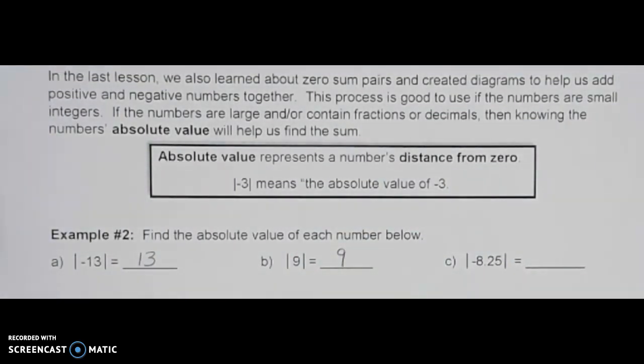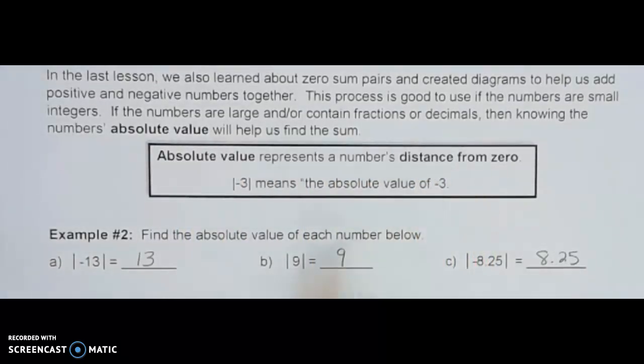Okay, and in letter C, we're looking for the absolute value of negative 8 and 25 hundredths. Negative 8 and 25 hundredths is 8 and 25 hundredths units to the left of 0, so the absolute value of negative 8 and 25 hundredths is 8 and 25 hundredths. Notice in all the examples, the absolute value comes out to be a positive number because, again, absolute value is a number's distance from 0, and distance cannot be negative.